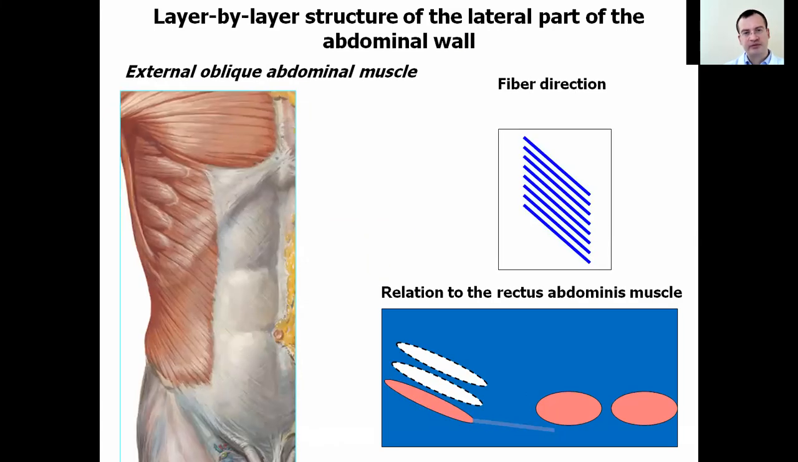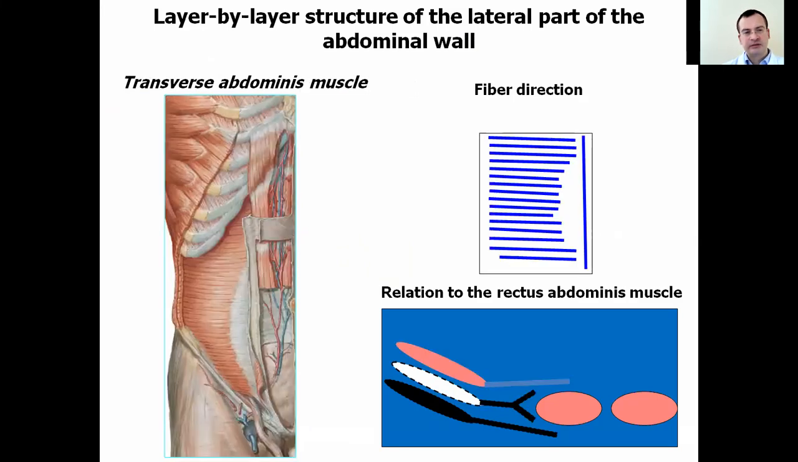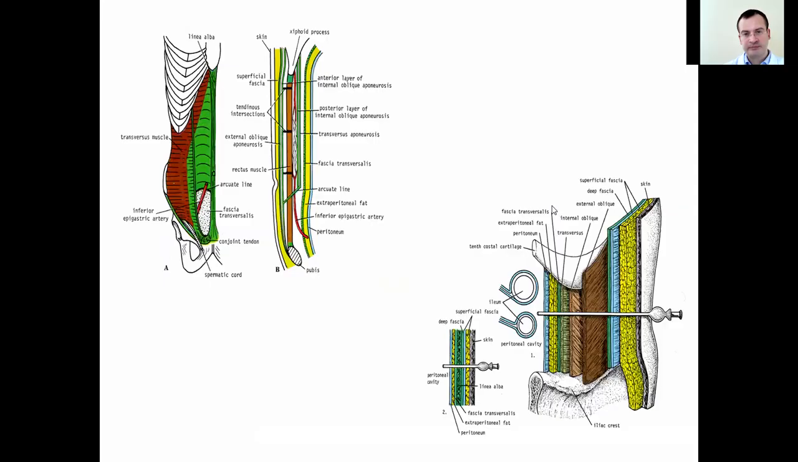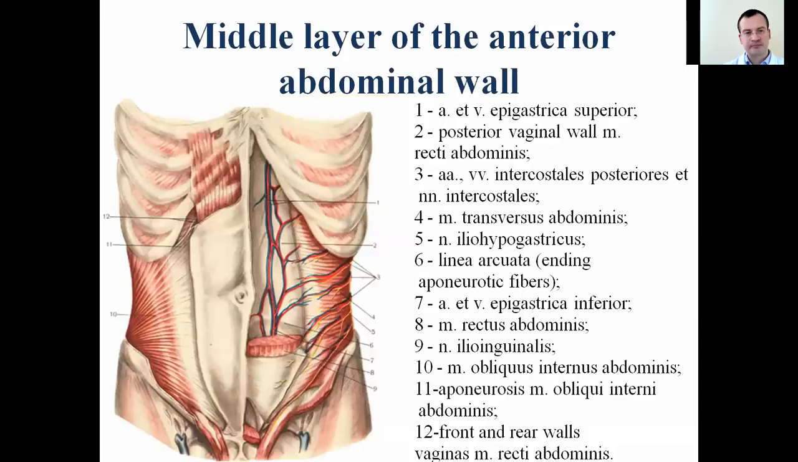Layer by layer structure of the lateral parts of the abdominal wall. External oblique abdominal muscle, internal oblique abdominal muscle, transverse abdominal muscle, and also you see the fiber direction on the right. So as you see, the directions of the lateral anterior abdominal wall muscle fibers, layer by layer.